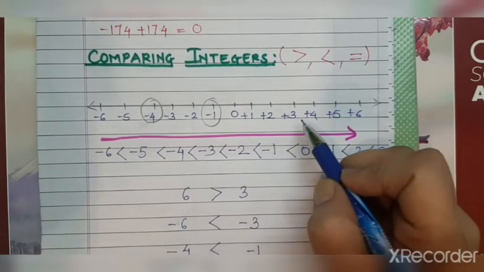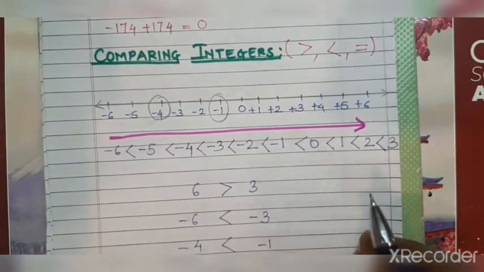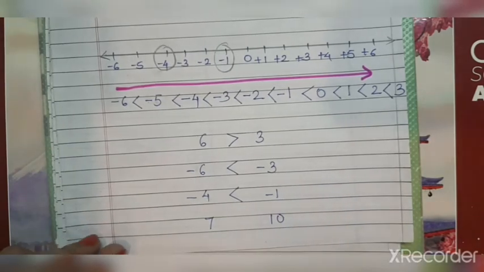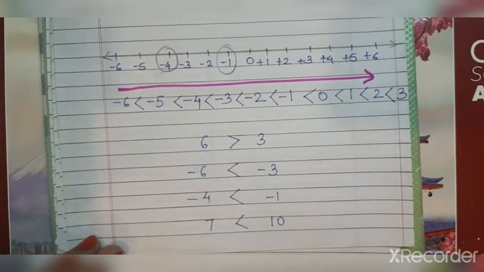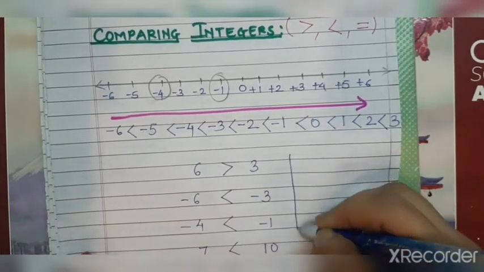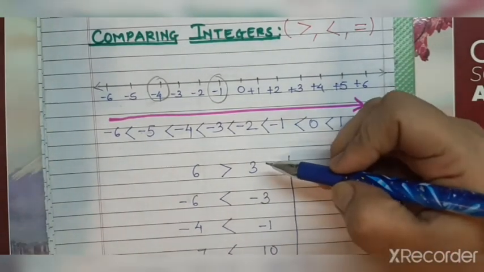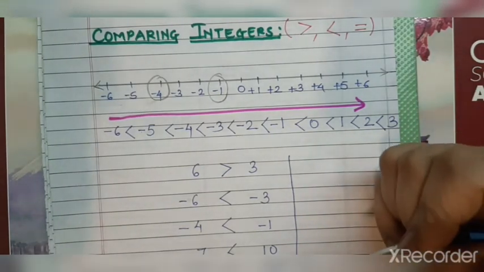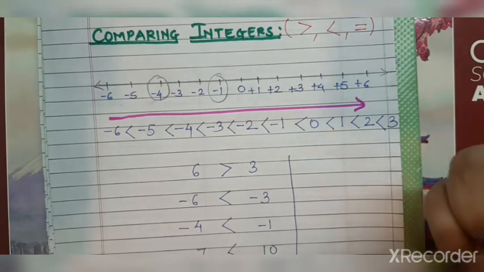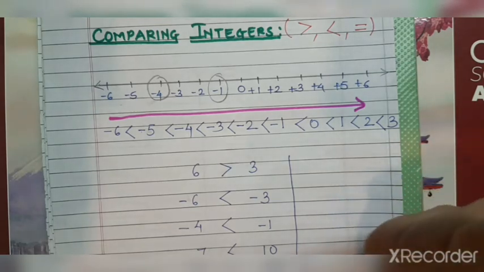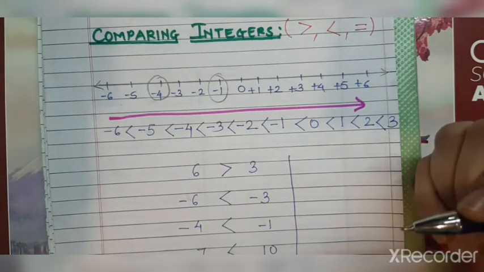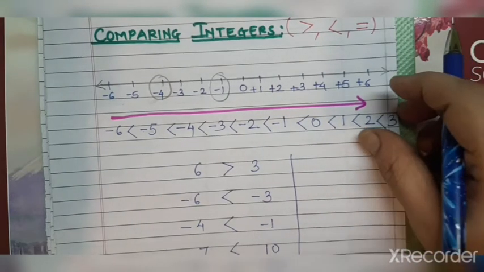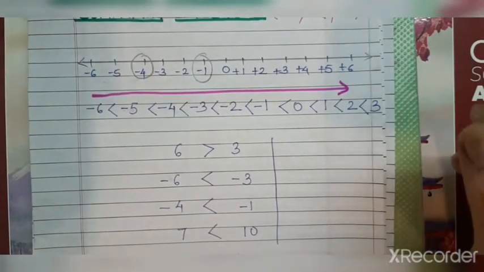Positive, I don't have to explain to you. As I told you, if I give you positive numbers, for example 7 and 10, you know that 10 is greater. But when it comes to comparing negative integers, you have to remember that the value of the numbers increases from left to right. So the integer which is to the left has less value. I hope it is clear.